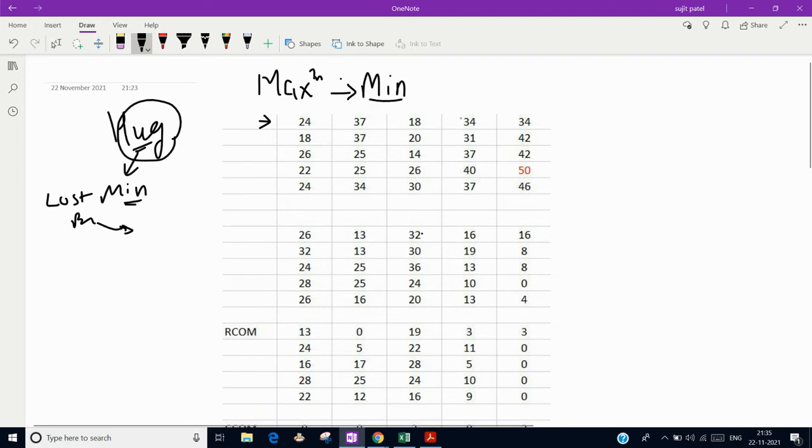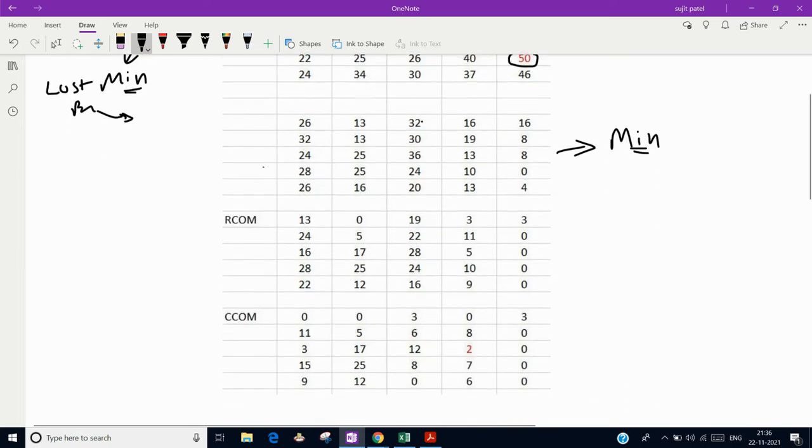And how can we convert it? First, look at the matrix and find which element is the highest among all the elements. Here it is 50. So subtract each element from 50, like subtract 24 from 50, and you will get 26. Similarly, subtract 37 from 50, and you will get 13. Similarly, do this for all the elements of the matrix, and the matrix you get is based on minimization. Now we can start applying the Hungarian method.